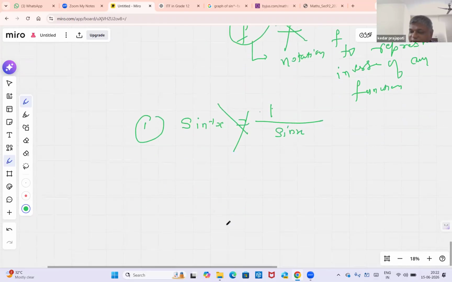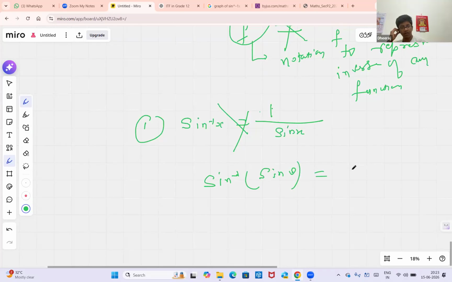What people feel and do is, suppose it is written sine inverse of sine theta. So what do we write basically? Theta. It doesn't mean that this and this are getting cancelled. Ultimately they will get cancelled.